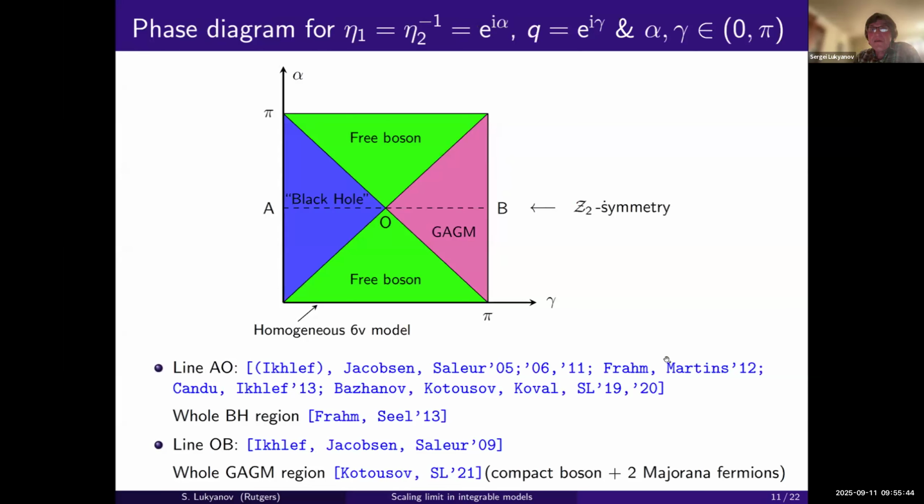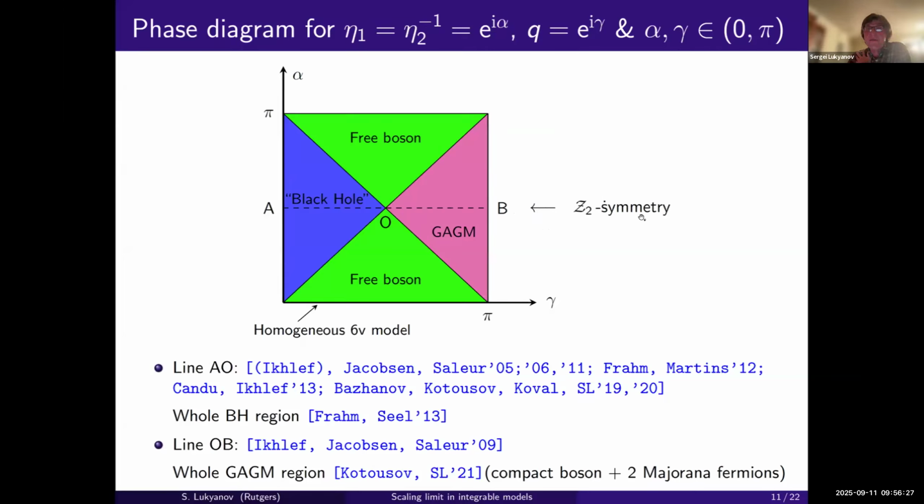So here is the case R equals 2, the case of the staggered model. Now it's relatively well studied, and the phase diagram looks like this. We have a triangle, where alpha is the inhomogeneity parameter and gamma is the anisotropy parameter. At alpha equal to 0, we have a homogeneous model which is characterized by the conformal field theory of a free compactified boson. So the critical behavior occurs in the whole green domain. Then in this picture, the important line is the so-called line AB, which is a symmetry line.